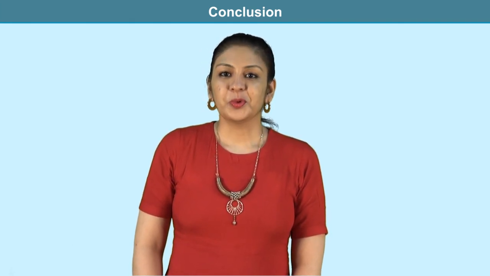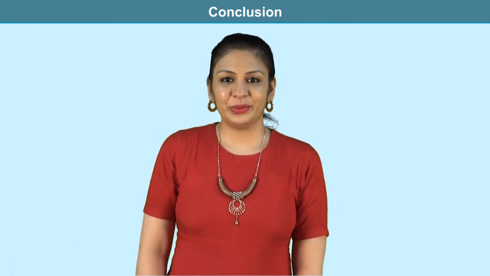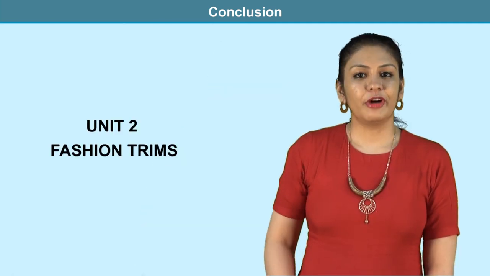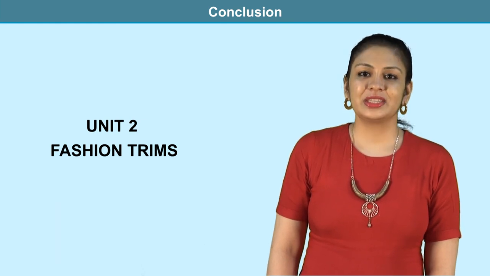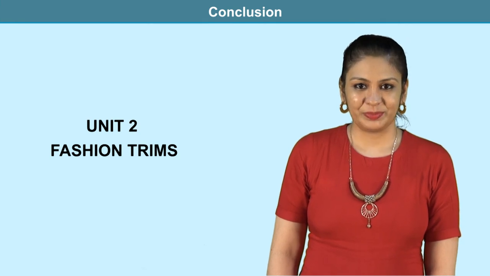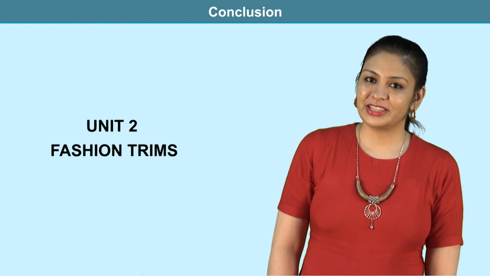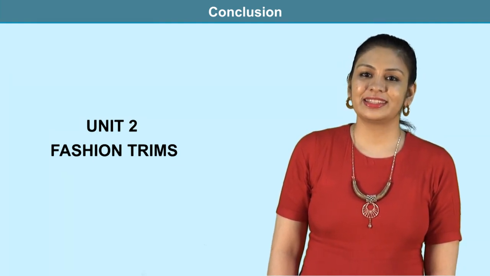With that, we come to the end of Unit 1, which is the introductory unit on fashion accessories and trims. In the following unit, we will discuss the fashion trims that we studied about in Unit 1, Module 1 in detail. We will identify sewing, finishing, and packaging trims and discuss the criteria based on which they are selected.